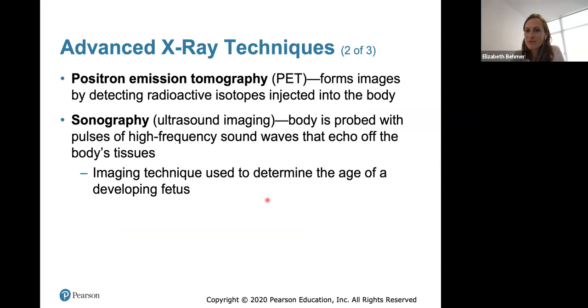A PET scan forms images by detecting radioactive isotopes injected into the body. So that's a positron emission tomography. A sonography is an ultrasound where the body is probed with a pulse of high frequency sound waves that echo off the body's tissues. And this imaging technique is used to determine the age of a developing fetus.